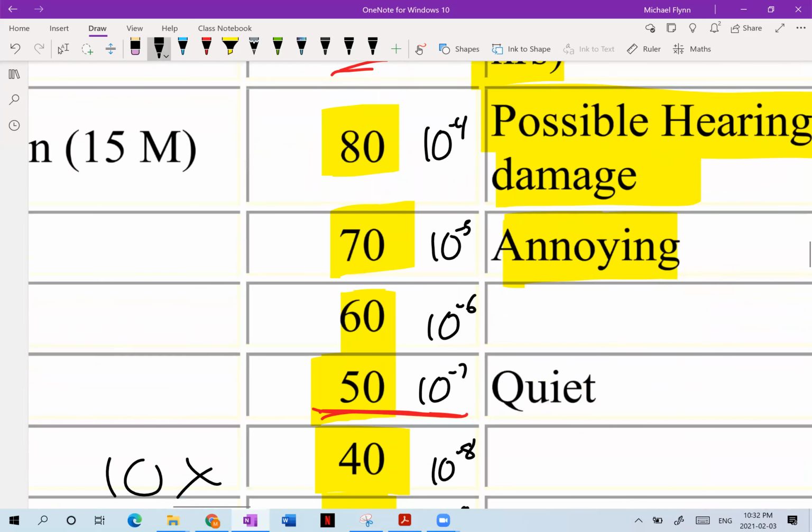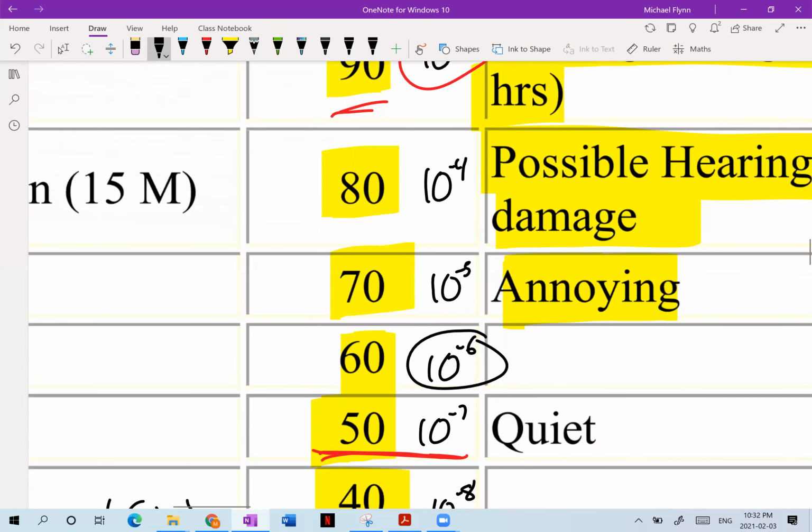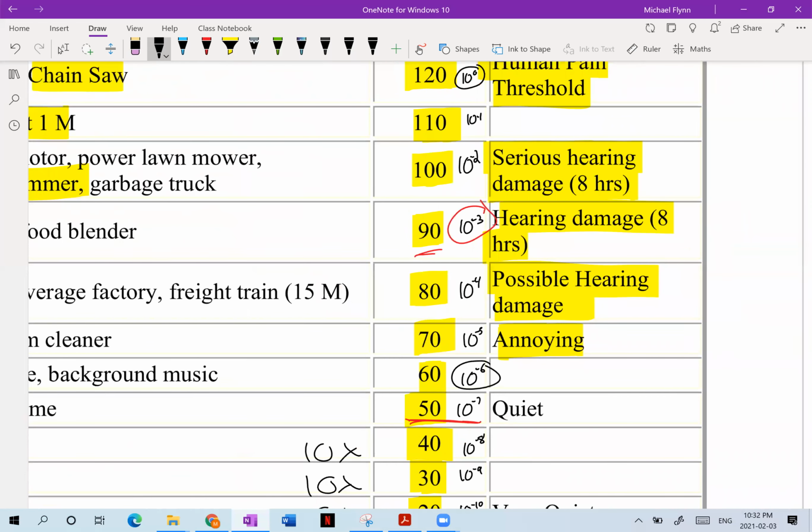60 decibels is 10 to the power of negative 6. How many powers of 10 are between those two? Well, one way of thinking of it, if you don't like what I'm doing here, start at 60. Every time you go up 10 decibels, it's 10 times louder. So from 60 to 70 is 10 times louder.